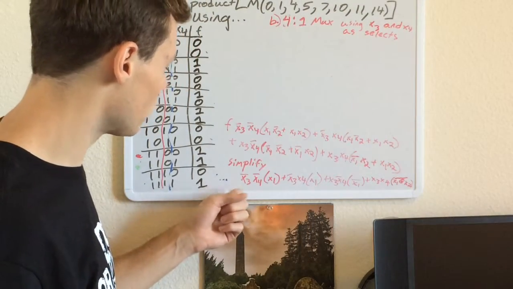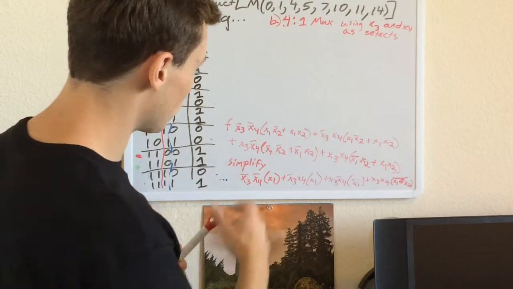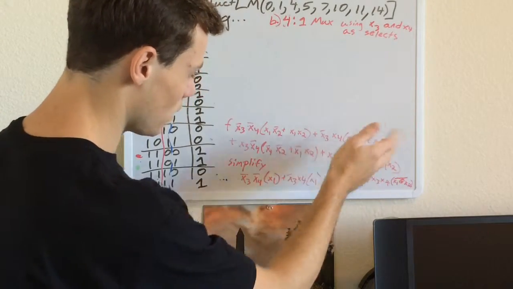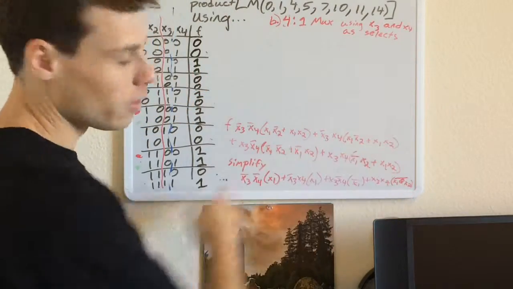Now down here, to figure out what our logic's going to look like, we can simplify that. We can take out the X2 and X2 not, and since they're different, we get X1. Here we can take out X2, X2 not, same thing, we get X1. Here we can take out X2 not and X2 and we get X1 not. And finally, we can simplify that into an OR gate.